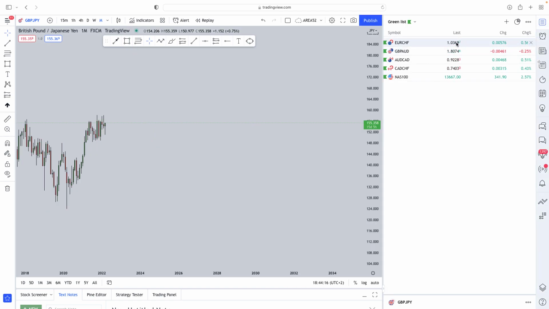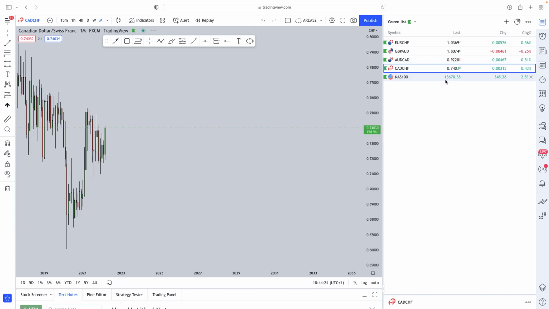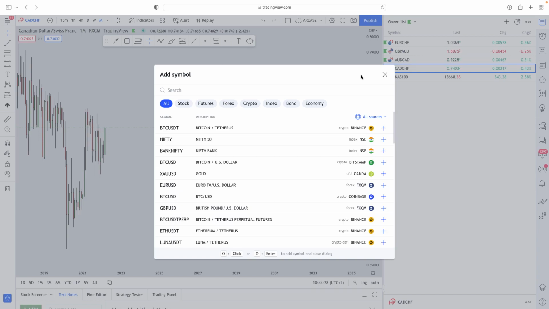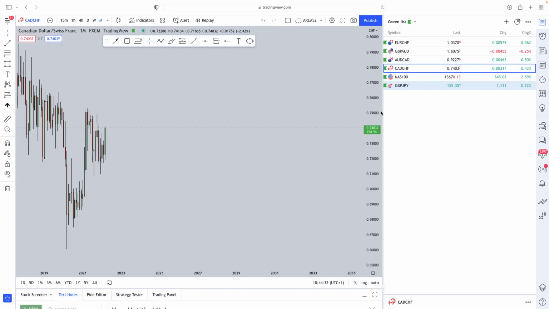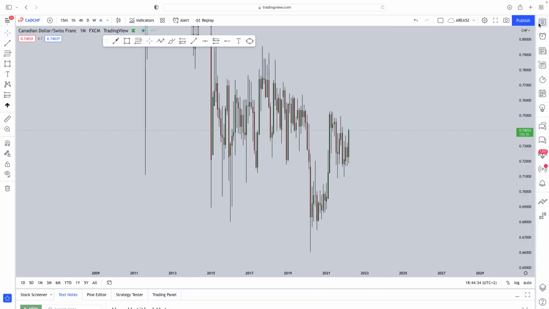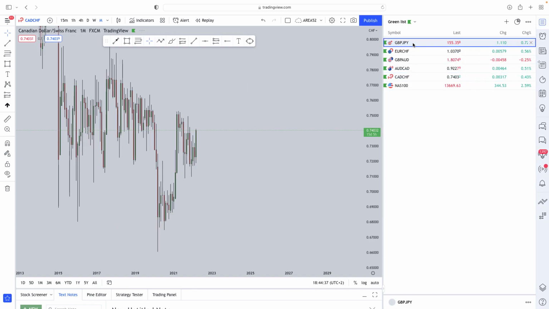We are going to take a look at some mixed pairs here. We've got Euro CHF, GBP AUD, AUD CAD CHF, as well as the Nasdaq 100. Now, a very interesting situation that we've got here on GBP. Let me just add it again. It is GBP JPY.